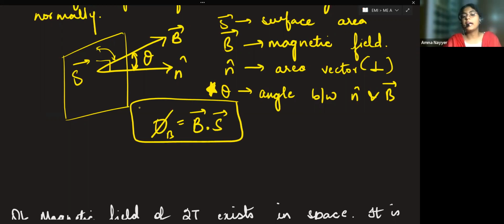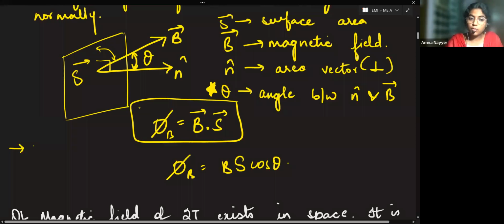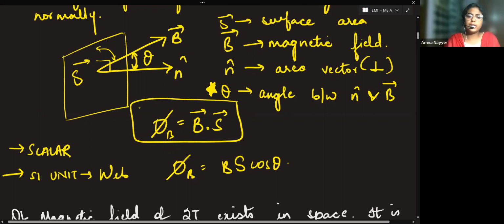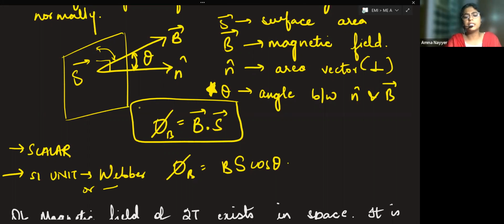Dot product of magnetic field and surface area. So you can write it as magnitude of magnetic field, magnitude of surface area, BS cos theta. It's a scalar quantity, no need of direction. And one thing regarding the SI unit is Weber. It's Tesla meter square as well, but Weber is also used, or you can write Tesla meter square. Tesla for magnetic field, meter square for the surface area.